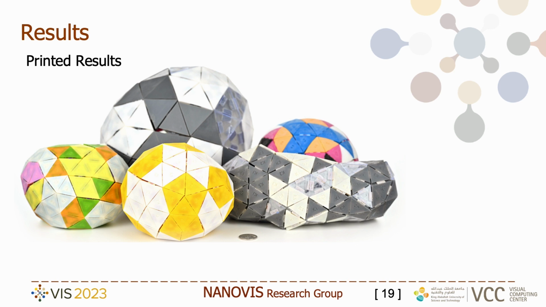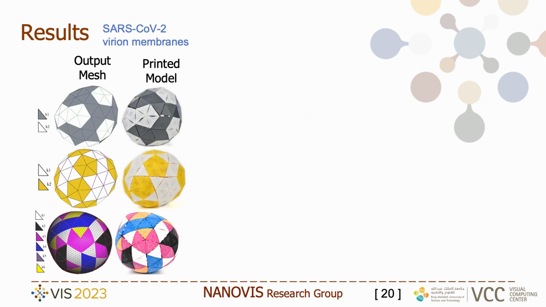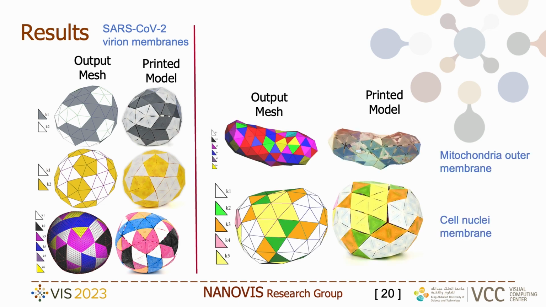Here are some printed results. Here are some more printed results. Here the first column shows the output mesh, that is the virtual one, and the right column shows the printed models. Again some more results, output mesh and the physical models printed.